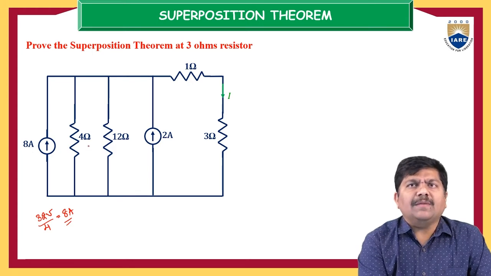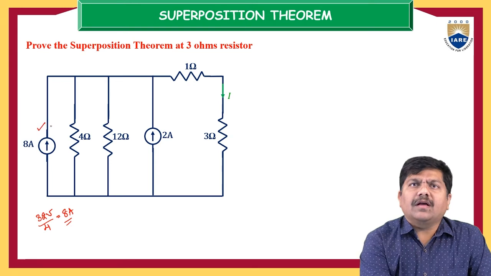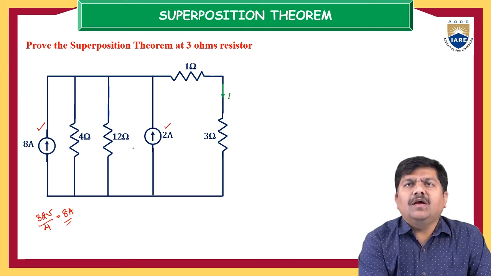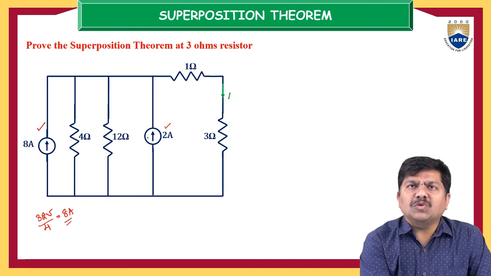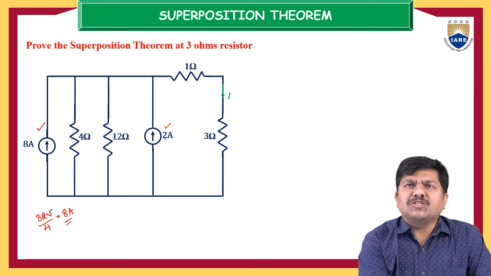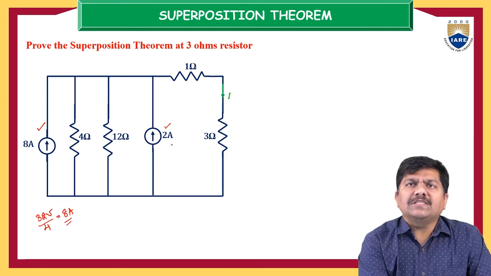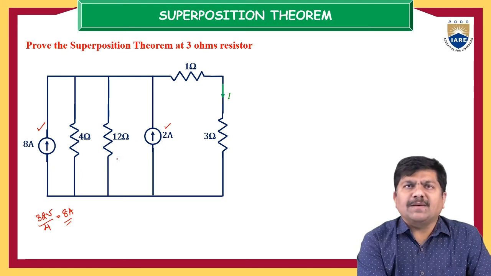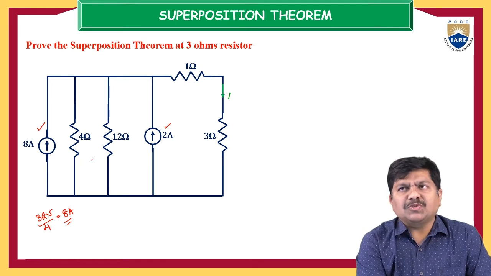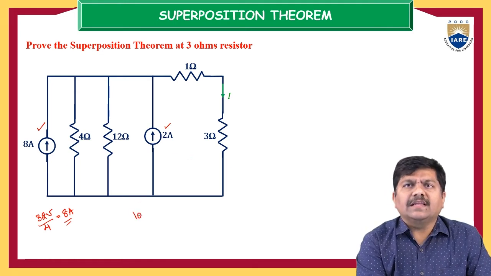Now if you observe keenly here, this 8 amp current source and this 2 amp current source both are moving upwards, so the total current is 10 amps. 8 amps plus 2 amps is 10 amps. Suppose any current source is moving downward, let us assume this 2 amps is directed downward, then 8 amps minus 2 amps is 6 amps, which will be the resultant current. But luckily in this case both currents are moving in the upward direction, so the resultant current is the sum of the two current sources, that is 8 amps plus 2 amps. So the total current is 10 amps.